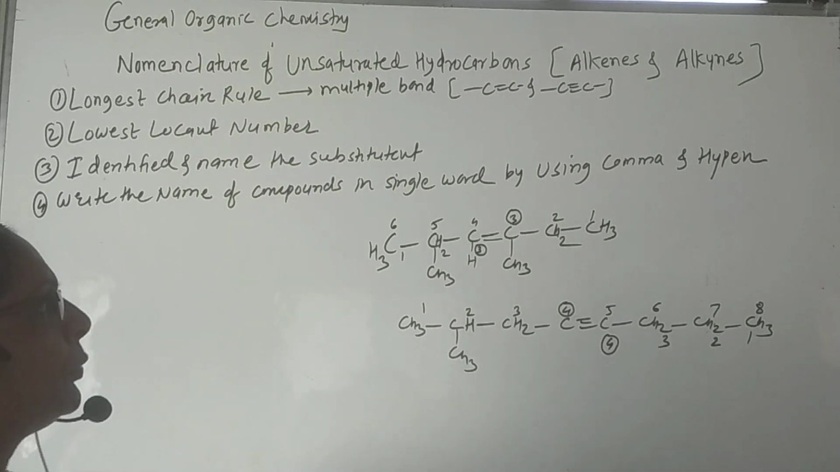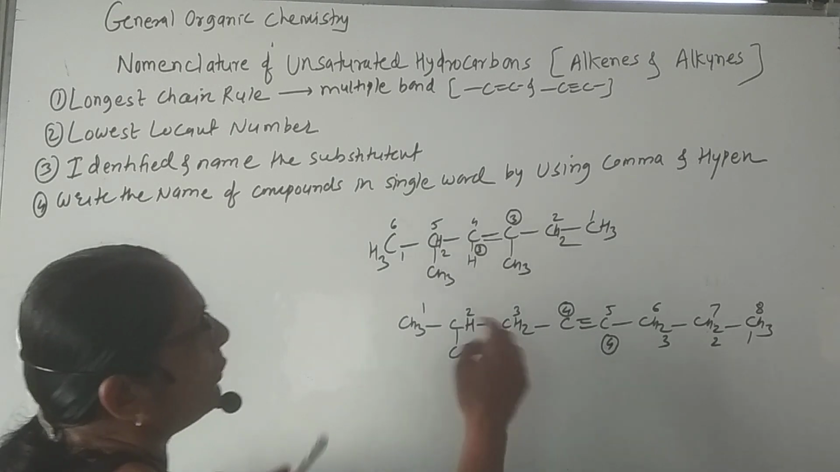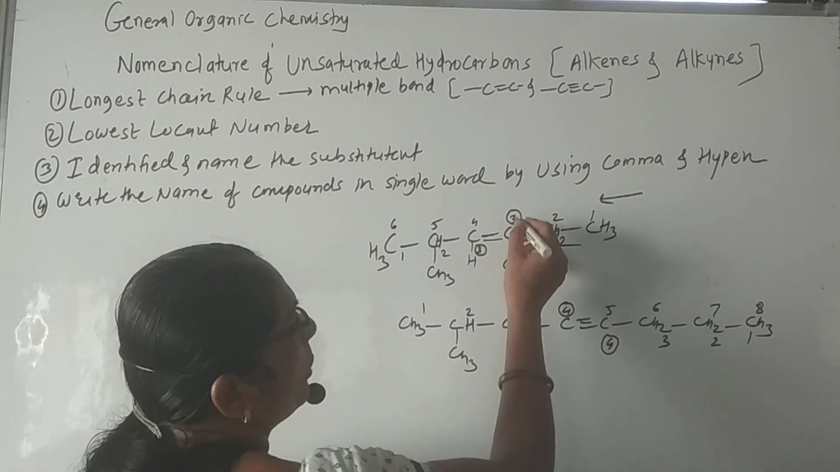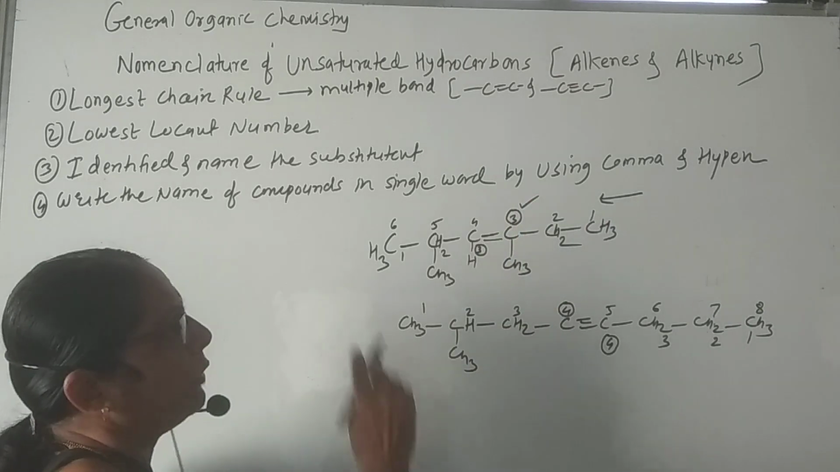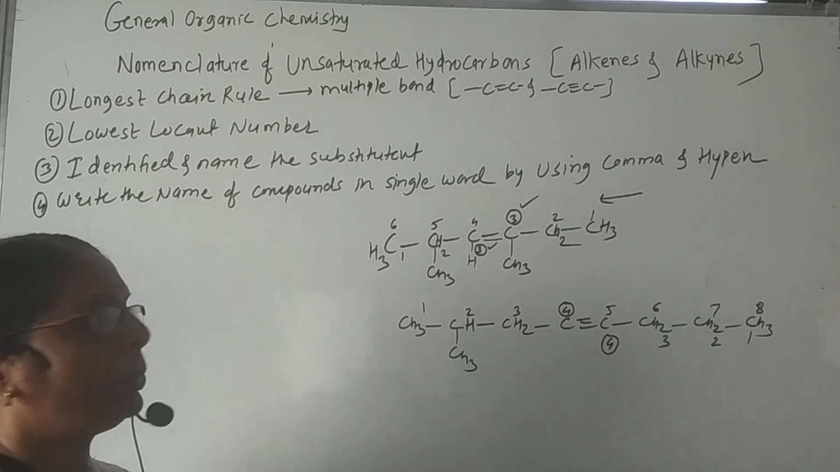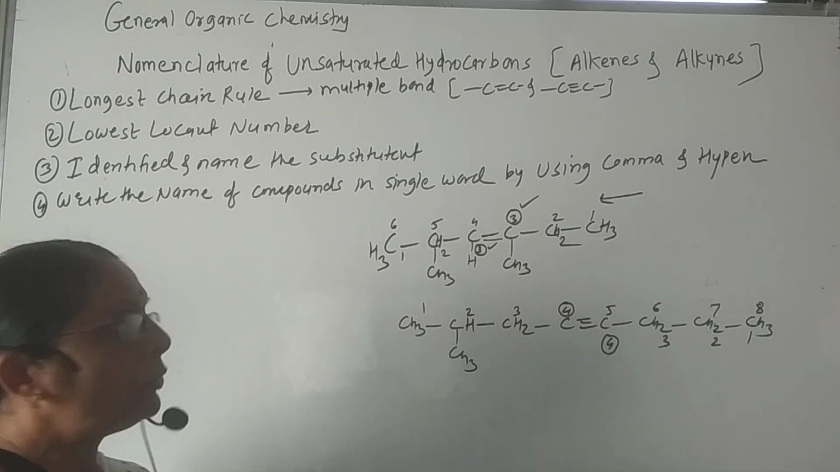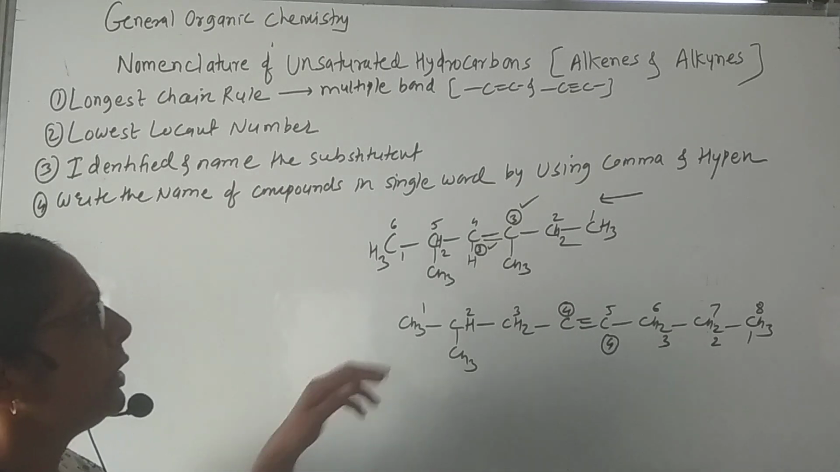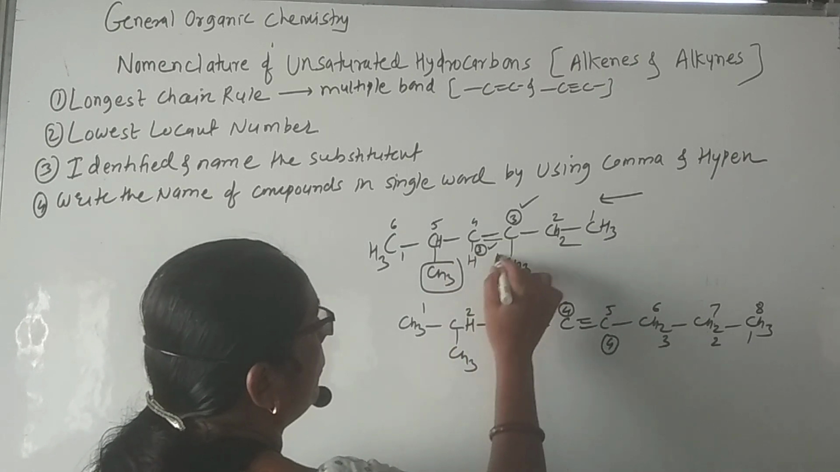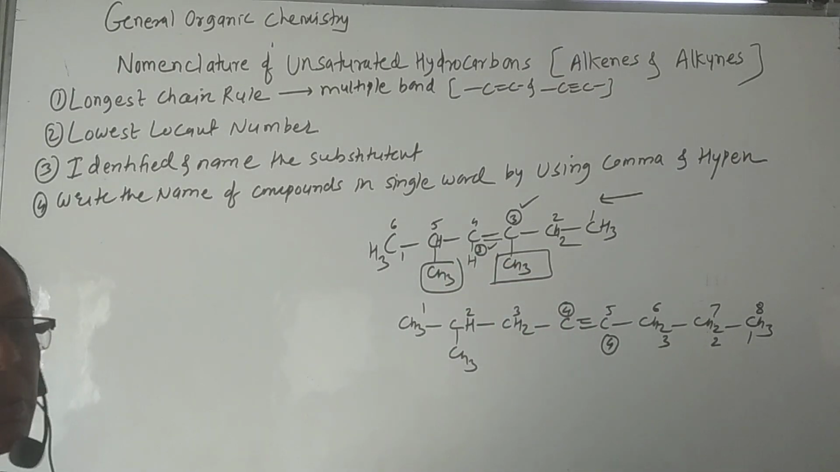In this example, suppose you consider example number 1. If you number from the right hand side, the multiple bond has number 3, and from the left hand side, the multiple bond also has number 3. So which side do you have to prefer? In this case, we have to prefer the numbering from the side so that the branched group will get the least possible number.